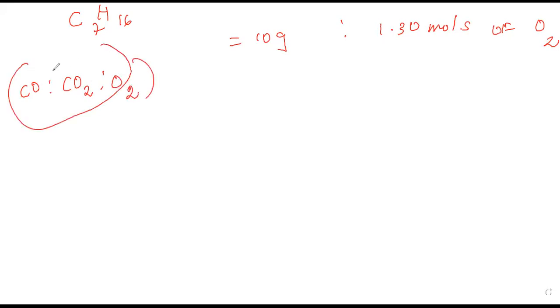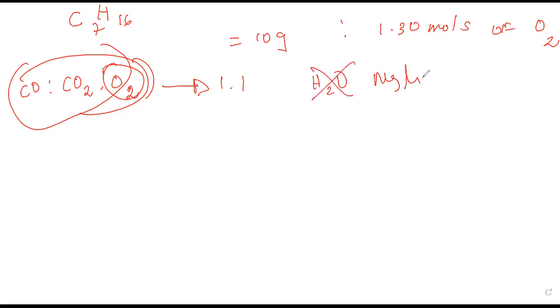So you have this as the product and this is the reactant oxygen, 1.1 at room temperature. Assume that the water formed is in the liquid state and the solubility in the gases is negligible. So we are not talking about the water. Now you have to find the mole of carbon monoxide.